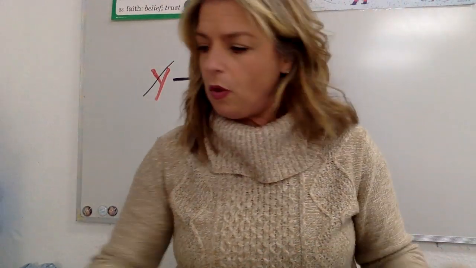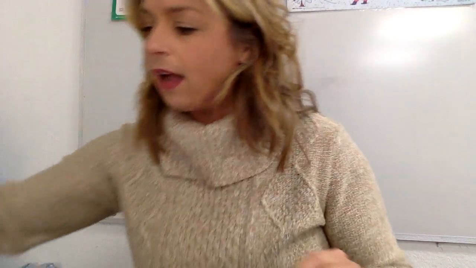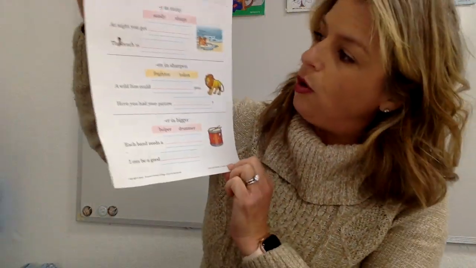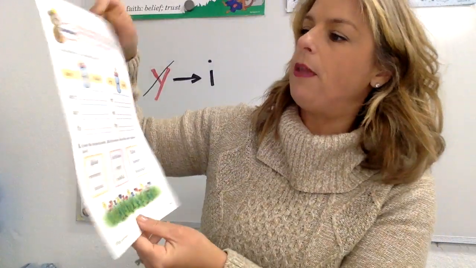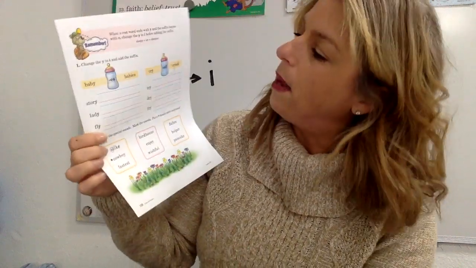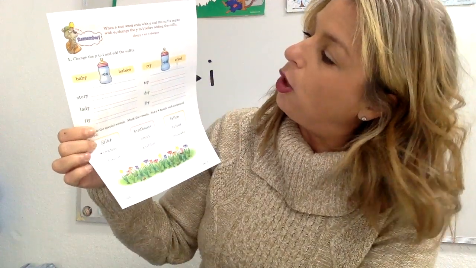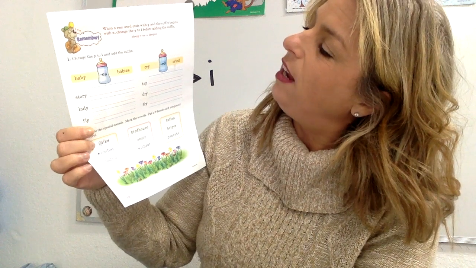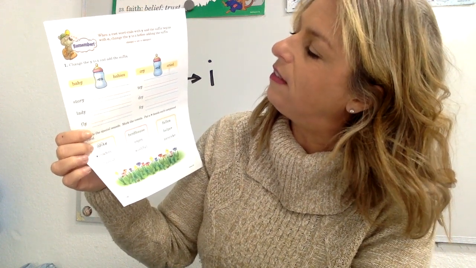So we're going to do the back of your paper that you did yesterday. So you did this yesterday. On the back, we're at page 130 of that paper. We want to remember, when a root word ends with Y and the suffix begins with E, change the Y to an I before adding the suffix.